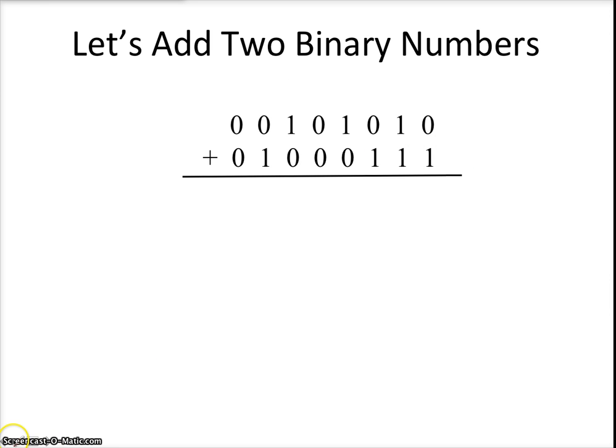So let's add a couple binary numbers. There we go. 0 plus 1 is 1. 1 plus 1 is 0. You're going to carry 1. 1 plus 1 is 0, so you're going to carry 1. 1 plus 1 is 0, and you're going to carry 1. That's 1, finally. Don't carry anything here. And then 1 plus 0 is 1. 0 plus 1 is 1. And 0 plus 0 is 1. So that's the result.